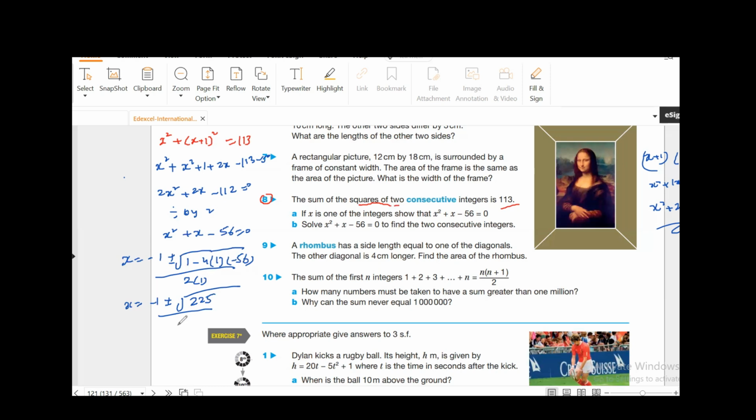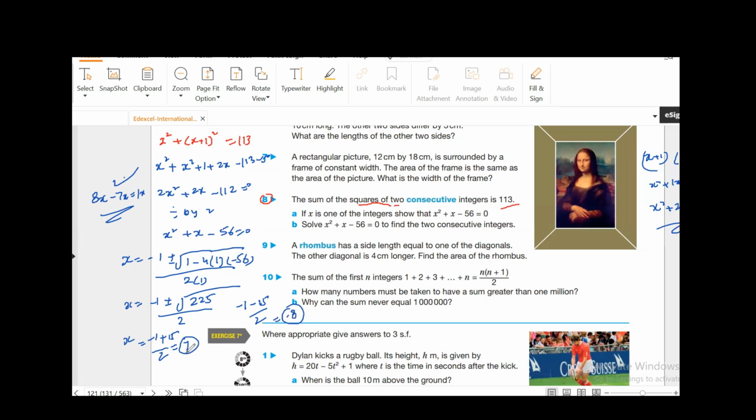Yeah, 8 and 7 will work also. 8 and 7. 8x minus 7x is equal to 1x, and 8 sevens are 56. That will work also. Anyway, here we are getting minus 1 plus 15 over 2. That means 15 minus 1, 14 over 2 gives us 7. And if you check with negative, that gives me minus 16 over 2, which means minus 8.